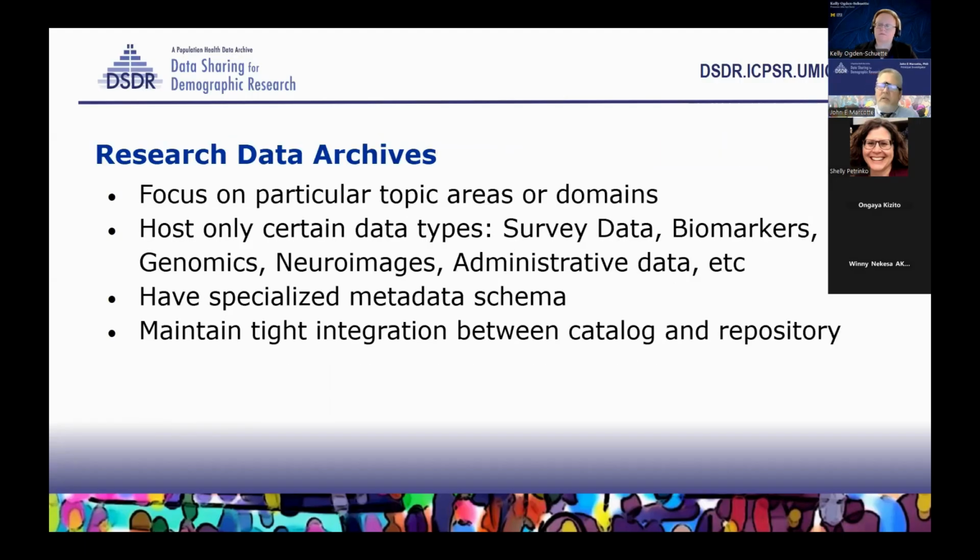The research data archives typically focus on a particular domain area or topic area. For instance, ICPSR is primarily about survey data, although we have a lot of other data as well now. They often have specialized metadata schemes. They maintain a tight integration between the catalog and the repository. That has some advantages because there's certain things you can do if you know about your collection, but it also has some disadvantages.